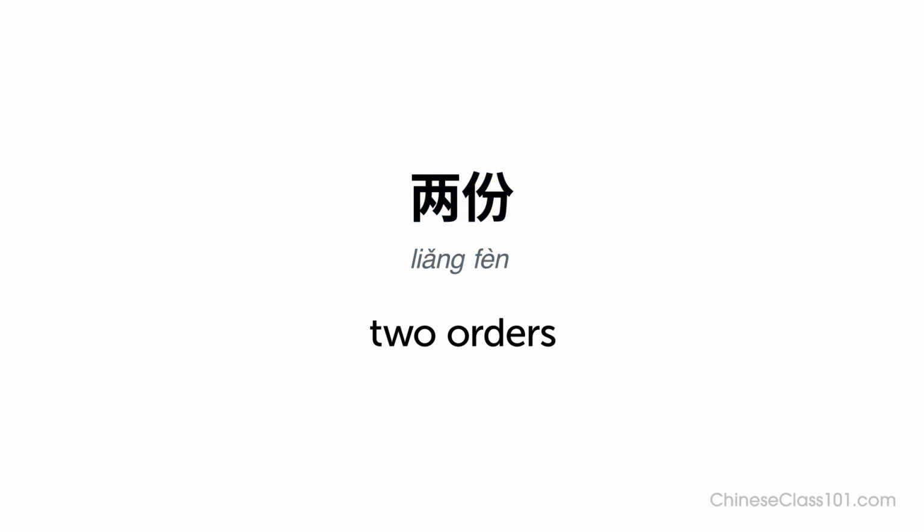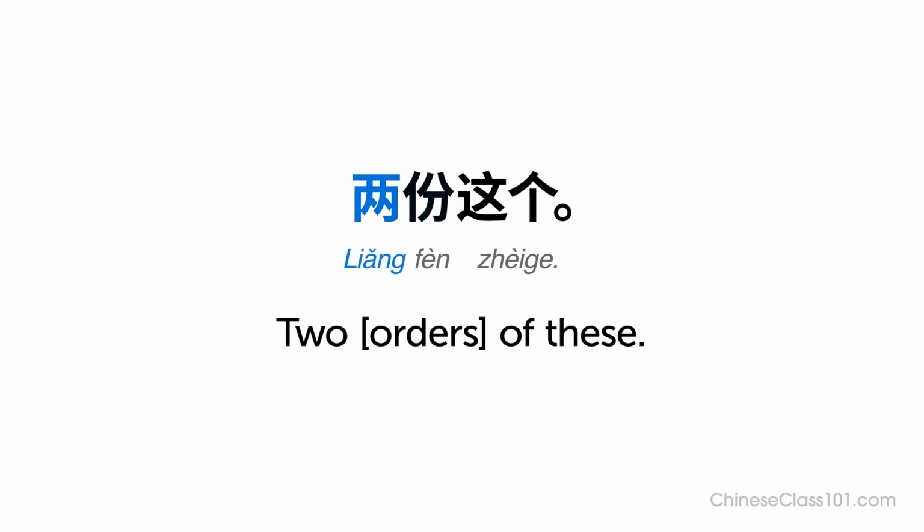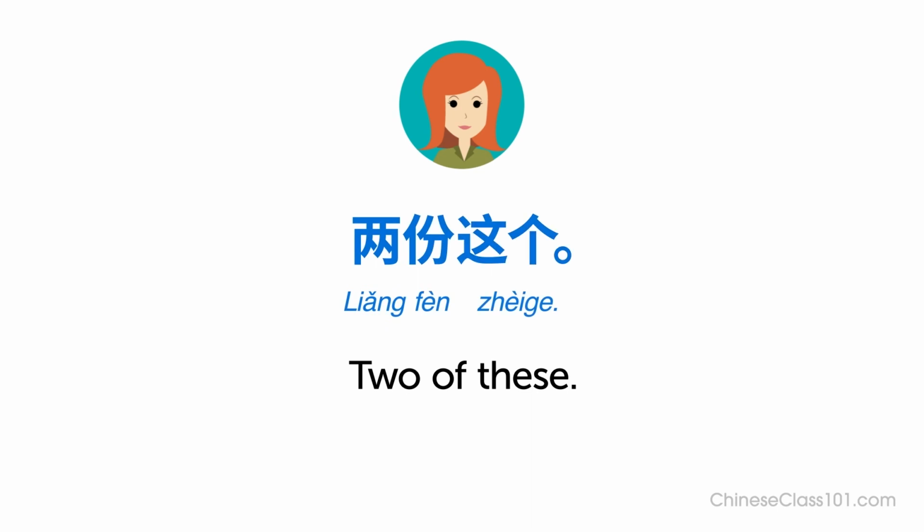After that is 这个. This. Pronunciation note. 这个 can be pronounced as 这个 or 这个. 这个 is more common in everyday speech. Altogether, 两份这个. Two orders of these. But in more natural English, two of these. 两份这个.